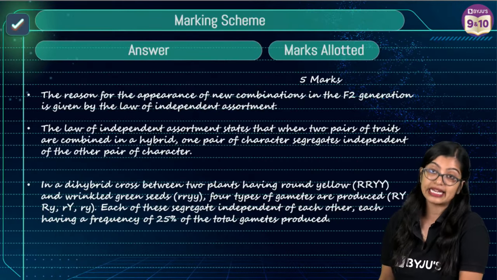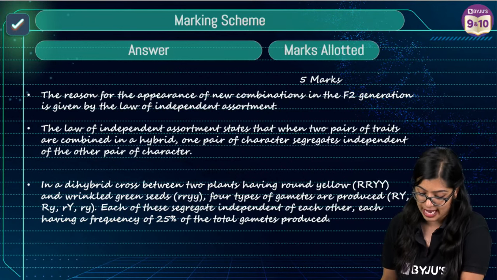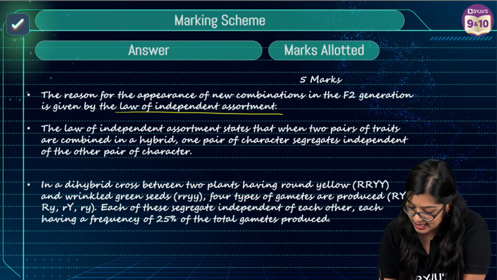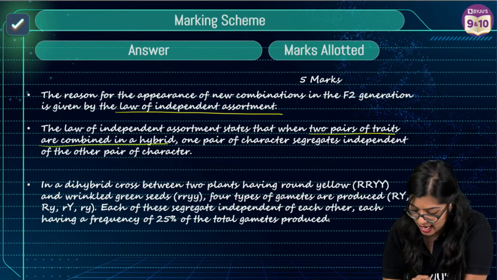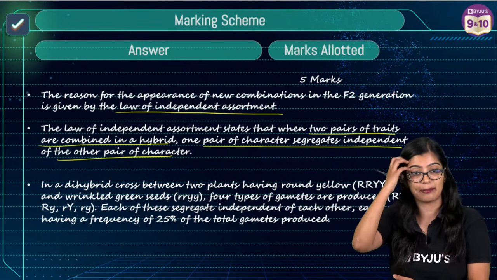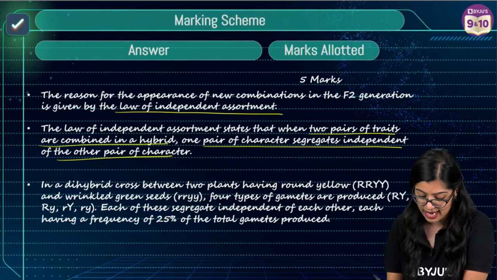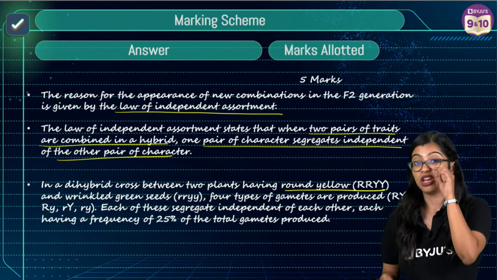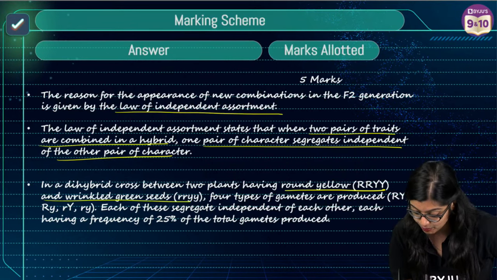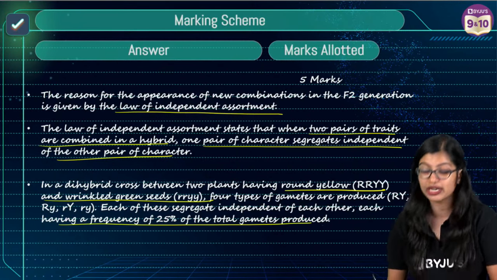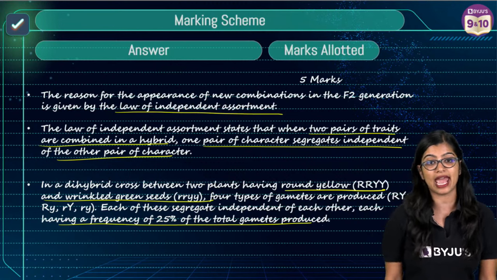So why exactly do we observe new characters in F2? It's given by the law of independent assortment, which states that when two pairs of traits are combined in a hybrid, one pair of characters will segregate independently of the other pair. In a dihybrid cross, if we have parents which are homozygous dominant and homozygous recessive, a lot of new traits are introduced much later in the F2.